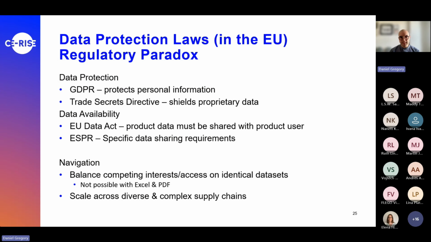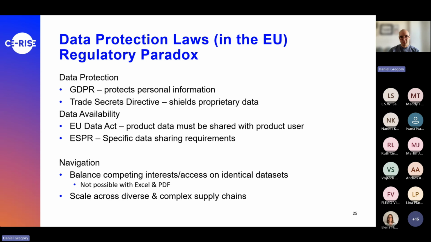There's a lot of compliance here, navigating a lot of different EU laws, and a lot of them feel very contradictory. So you have something like the GDPR, which protects a lot of personal information, and the Trade Secrets Directive, which shields a lot of proprietary data at a company or business level, while at the same time you have something like the EU Data Act, where the EU is mandating that certain product data is required to be shared with the user of the product, and the ESPR also adds on different sharing requirements.